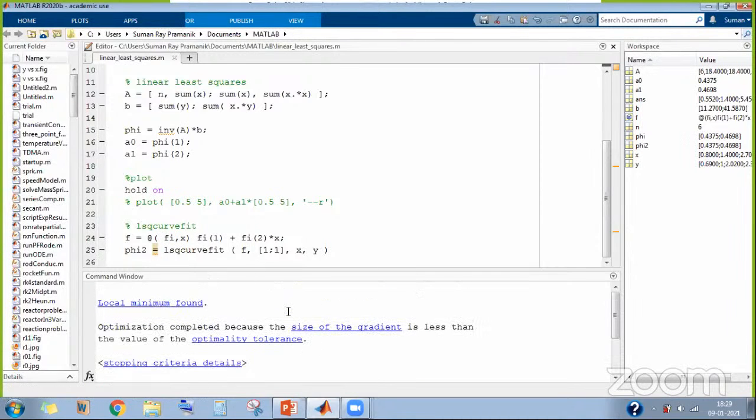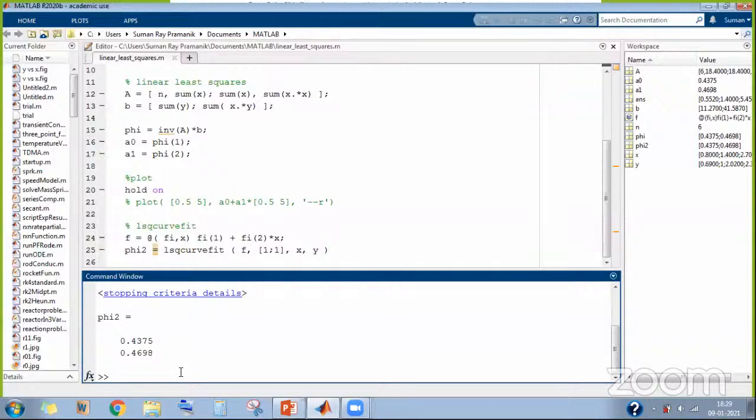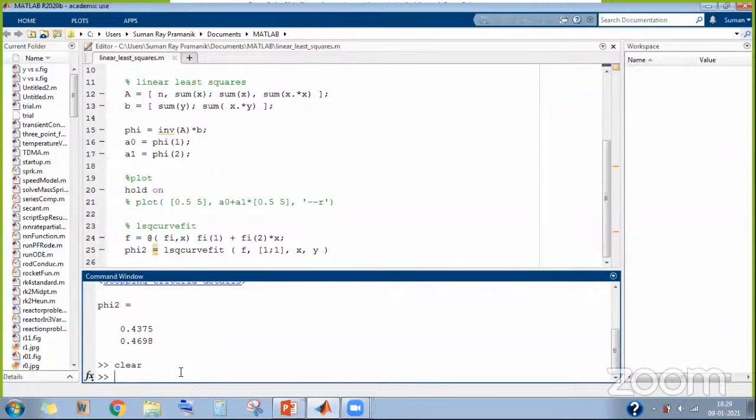So this has found the answer, and it is giving me 0.4375 as a0 and 0.4698 as a1. So it is exactly the same as what we got using the linear least squares numerical method. Hence we see that lsqcurvefit is an easier way to do this using the MATLAB function. So now let's clear this.